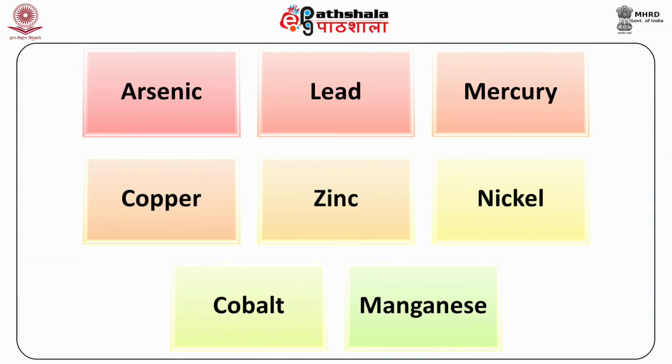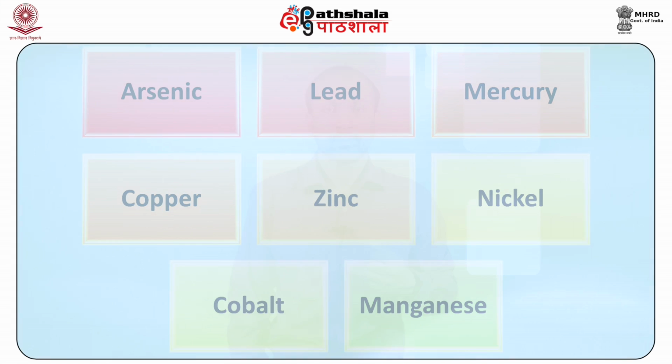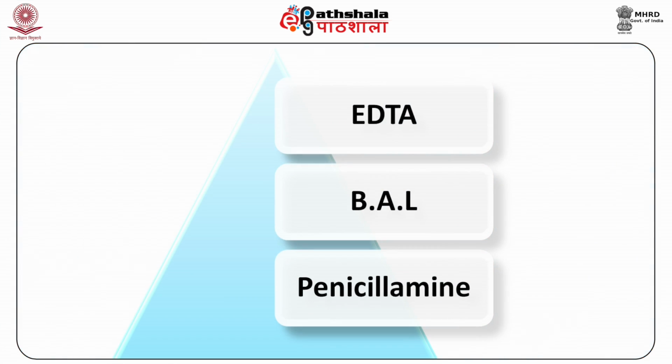When the metallic ion becomes a member of the ring, the chelating agents will form a non-toxic, stable, soluble compound with calcium and other heavy metals like arsenic, lead, mercury, copper, zinc, nickel, cobalt, manganese, etc. Due to this, they have high renal excretion capacity. The strongest of all the available chelating agents are EDTA, BAL and penicillamine.